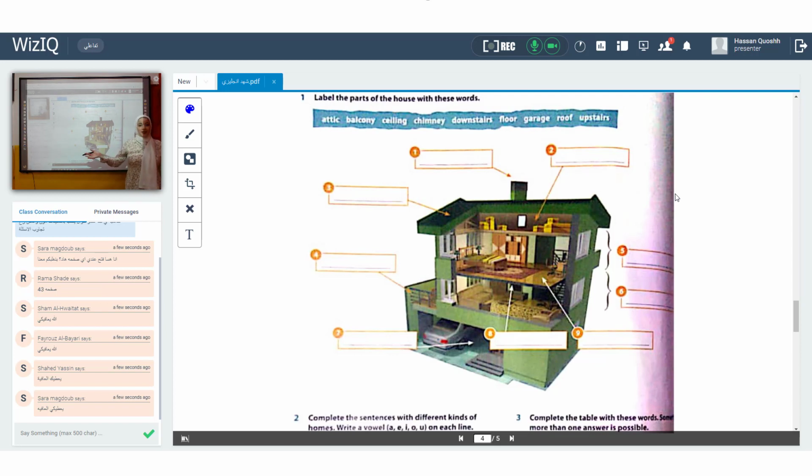Today, our lesson is about vocabulary. Open your book, page 16. Please, open your book, page 16. Yes, question 1. We have the first thing, question 1.